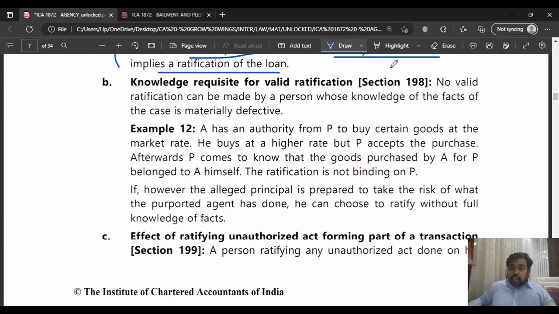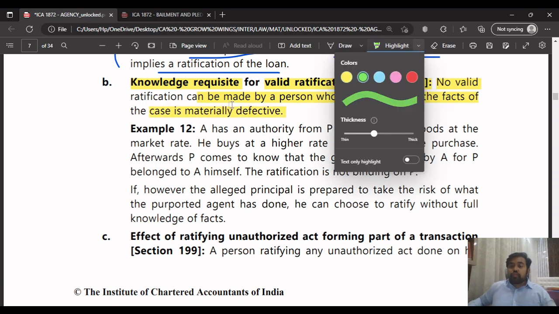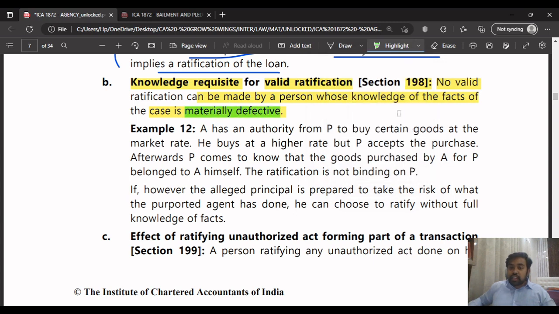Next essential of valid ratification is knowledge requisite for a valid ratification. Section 198: No valid ratification can be made by a person whose knowledge of the facts of the case is materially defective. If his knowledge of the facts is materially defective, then no valid ratification can be made by the person. What does it mean? We'll understand it through examples, because through examples you will understand it better.